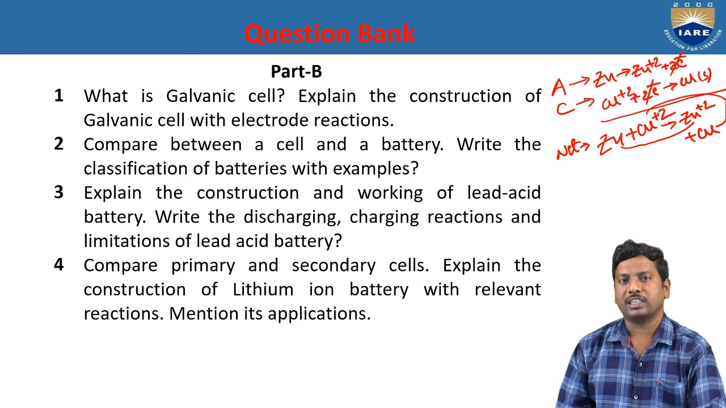But in the case of secondary cells, which involve a reversible reaction, that means both forward reaction and backward reaction. That means chemical energy converts to electrical energy and electrical energy converts to chemical energy. Examples of primary batteries are dry cells, nothing but the Leclanché cell. For secondary cells, we see nickel cadmium cells.